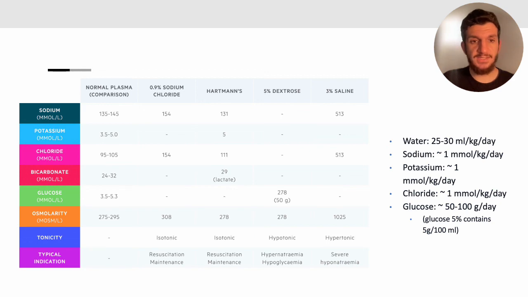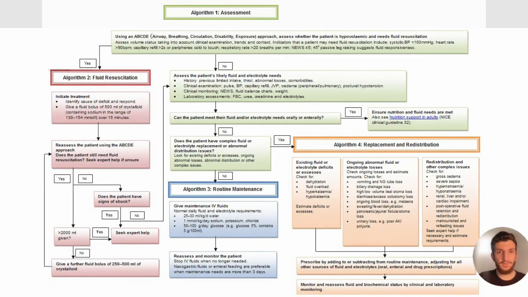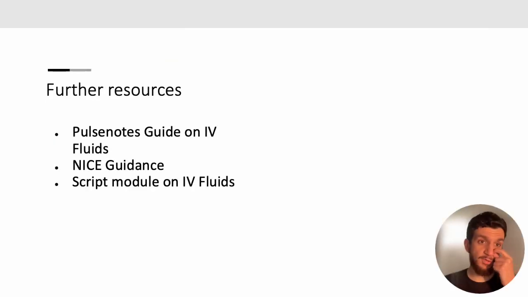This is the NICE algorithm. And finally, these are some other resources that I found useful. You can use the Pulse Notes guide on IV fluids, which I found quite interesting. NICE guidance on IV fluids is already available, which I'm sure you know about. And there is actually a SCRIPT module on IV fluids. So if you're not keen on SCRIPT, this is probably one of the few modules that you probably want to spend some time doing, just because it's so alien to so many of us.